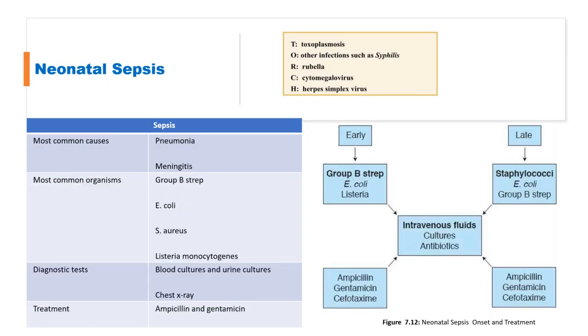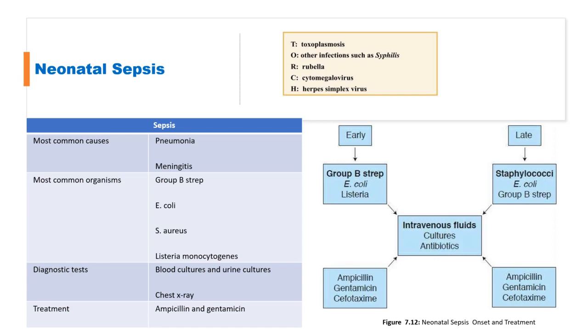Slide number 7. Here there is a table of neonatal sepsis and treatment protocol, and one clinical clue. There is the so-called TORCH syndrome, which includes toxoplasmosis for T, O for other infections like syphilis, R for rubella, C like cytomegalovirus, H like herpes simplex virus.